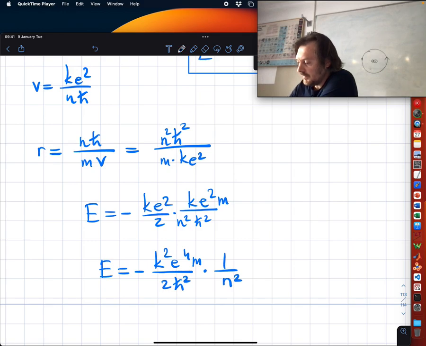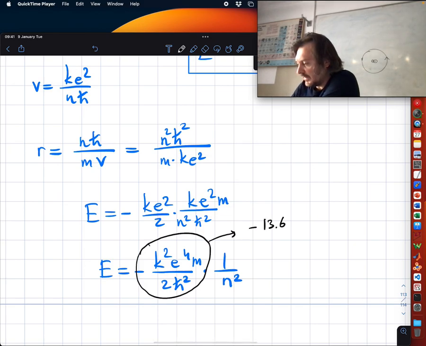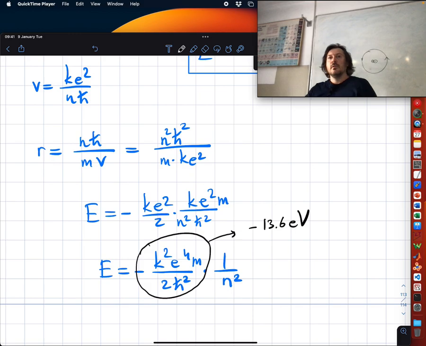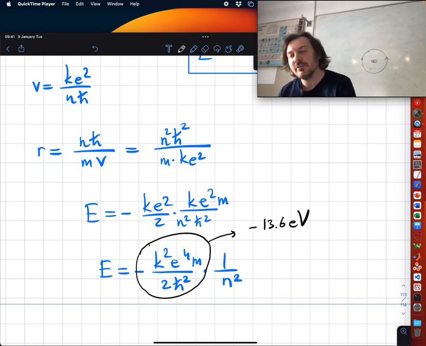Surprise, surprise. This is minus 13.6 electron volts. Okay? Yes? Are you happy? This is true today. But it says we have orbits, electrons in orbits. Yes? Is it true? Very good question.